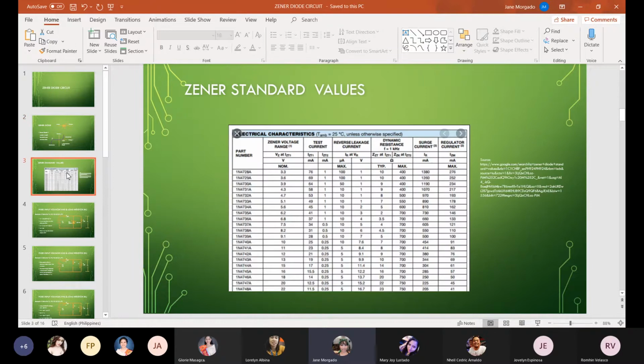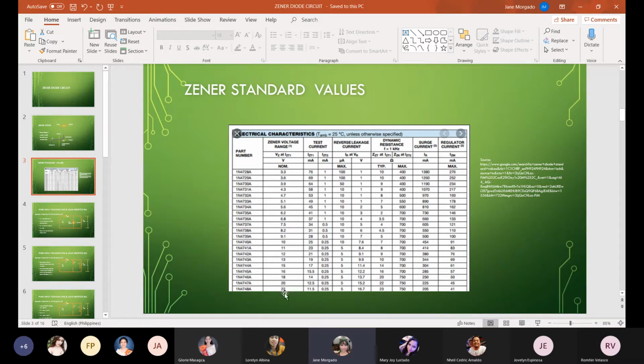And here are some of the Zener voltage range. Sample lang ito kasi hanggang 22 pa lang siya, listahan niya. But it could be as high as a few hundreds of volts, from a few volts here. So example is we have 1N4728A, which is 3.3 volts. Okay. So yan yung part number ng diode. Example dito is from 3.3 to 22 Vz.